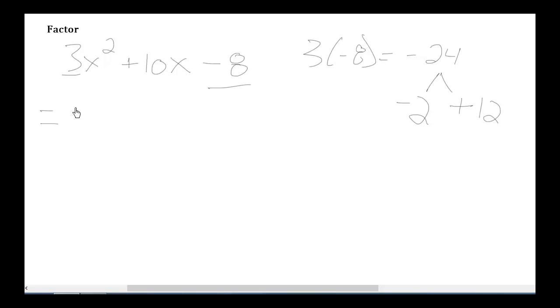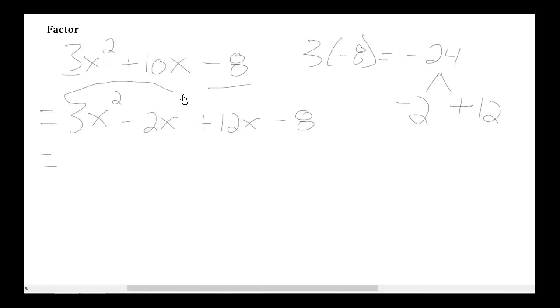Okay, equals, leave the first term alone. Remember, if it had been a leading coefficient of 1, we would be done. The numbers would be the factors, but it's not. It's a general trinomial. So all these do is split up your middle term. So I'm going to write 3x squared minus 2x plus 12x minus 8. There are my 4 terms, and now we do grouping.